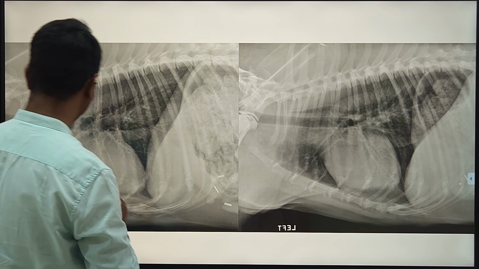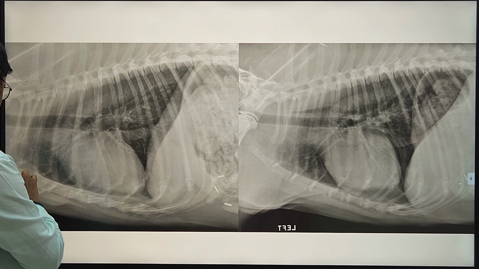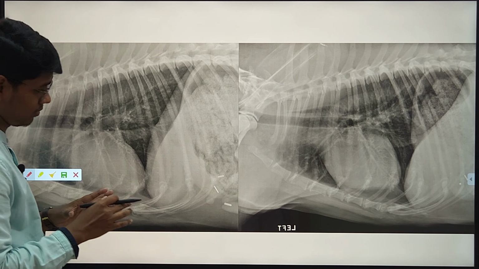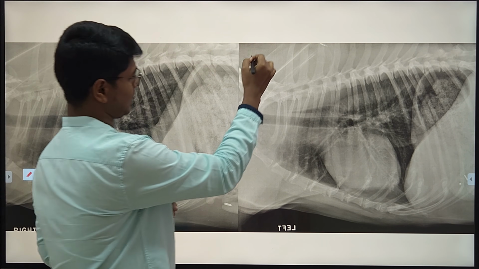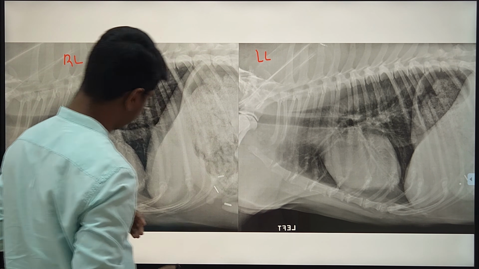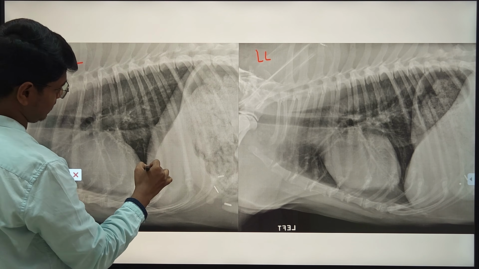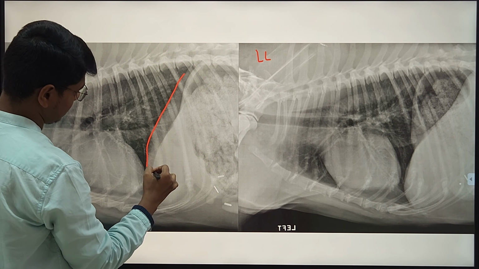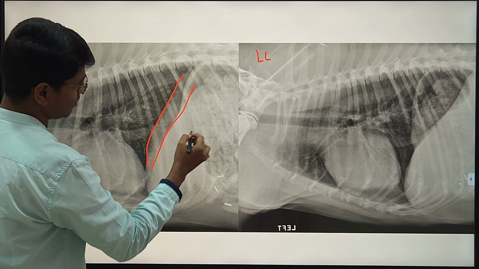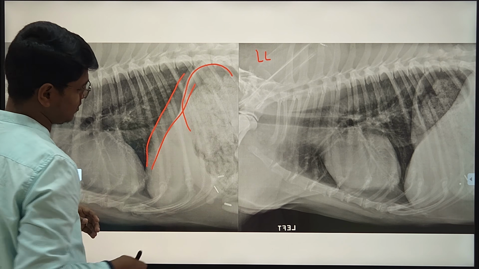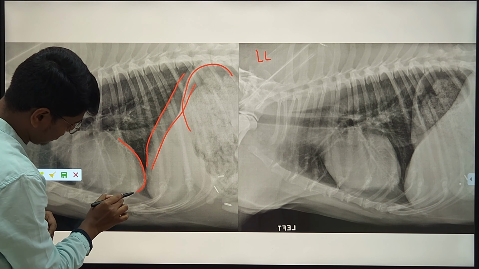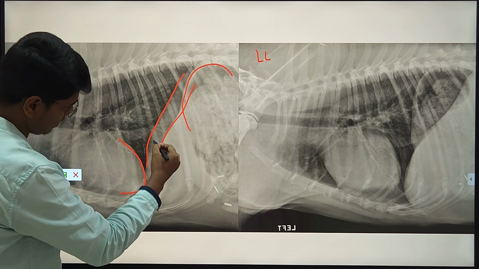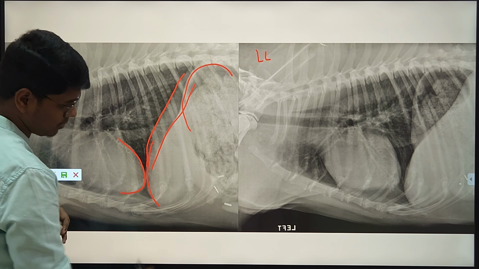Let us see some other radiographs. This is the right lateral, this is the left lateral. You can see here this is the right crura, this is the left crura. You can see the fundus attaching to the left crura. You can see the caudal margin of the heart clearly visible, and the diaphragm is also clearly visible.